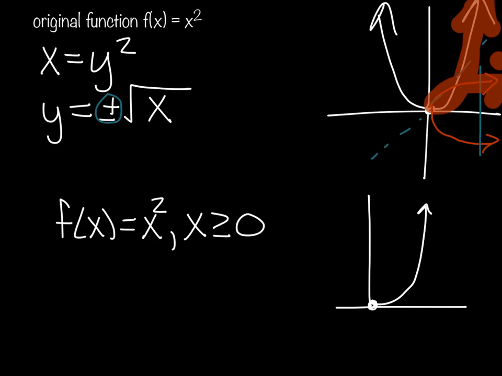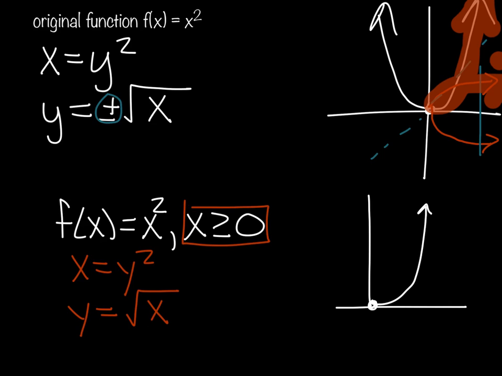So that when we find the inverse, and we say x equals y squared, y equals, we're not going to do plus or minus anymore, because we're only doing the positive x's. So we're only doing the positive square root. And so now here's your inverse function, and they're both functions.